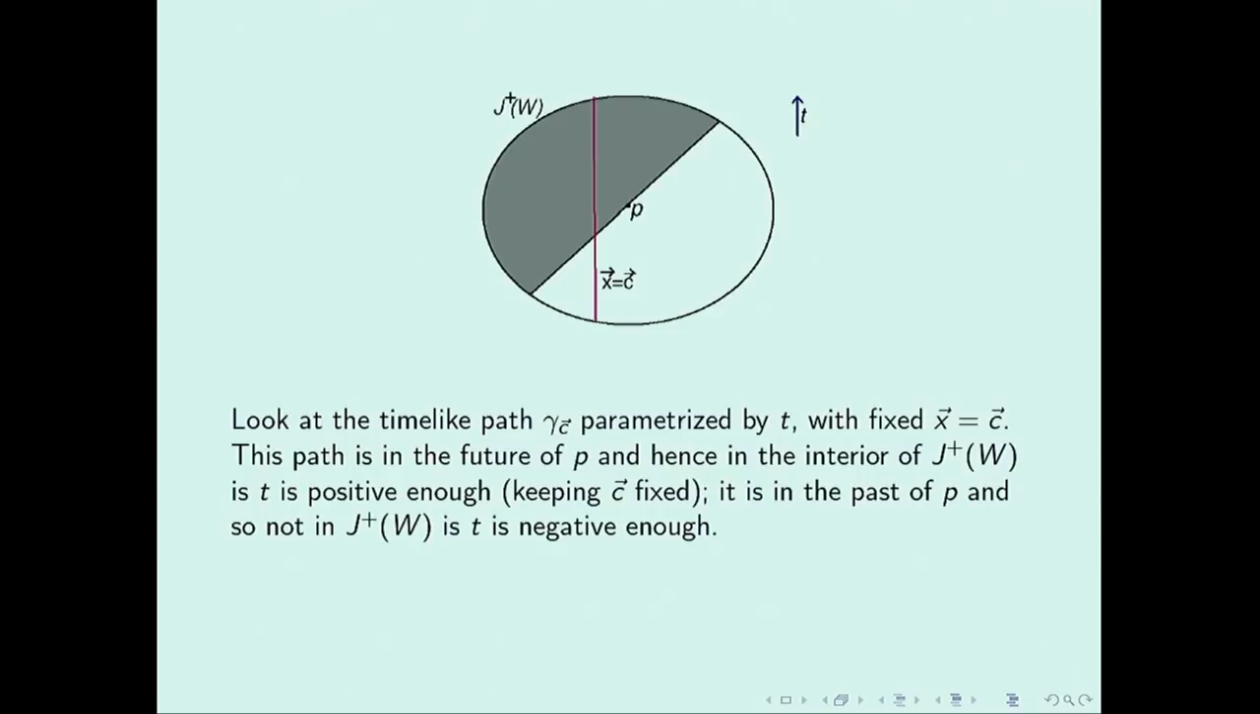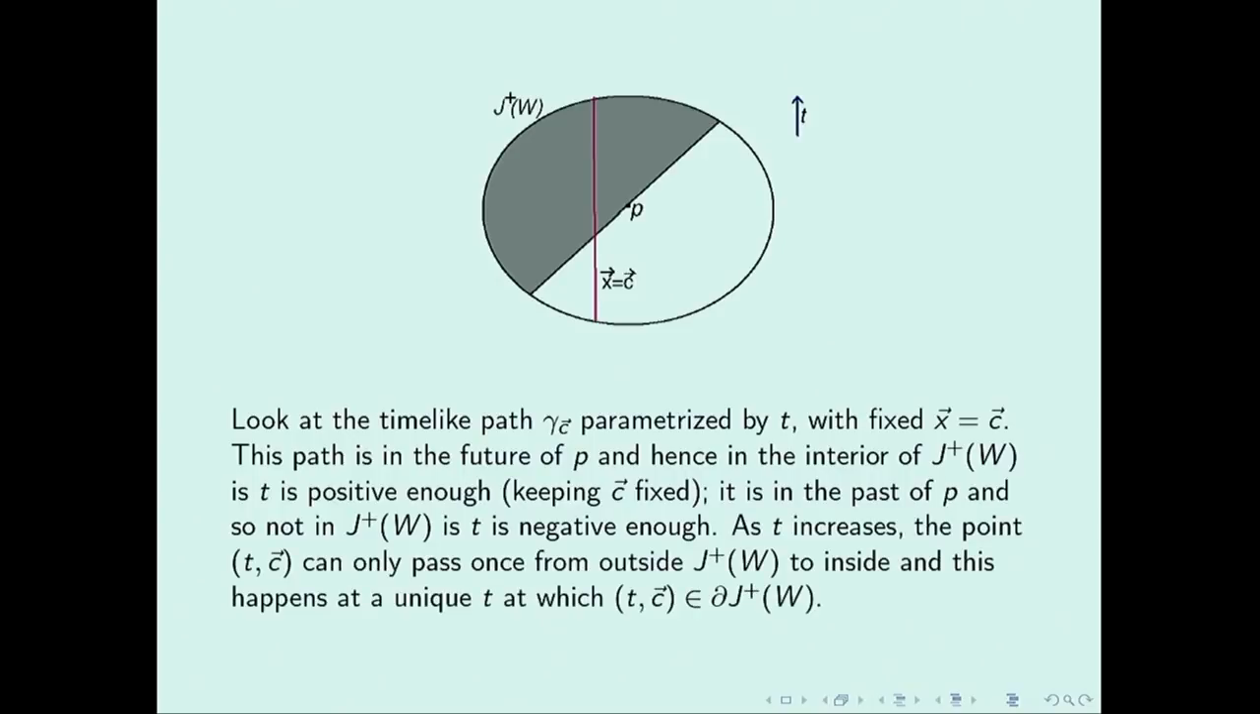Well, if T is positive enough, keeping C fixed, it's in the future of P, so it's in the interior of J positive W. And if T is negative enough compared to C, it's in the past of P, so it's not in J positive W. So as you go forward in T, you go from not being in J positive W to being in J positive W. And that can only happen once, because once you're in J positive W, any point in your future is certainly in J positive W. So there's a unique T for each C at which you enter J positive W, and that point is in the boundary of J positive W.